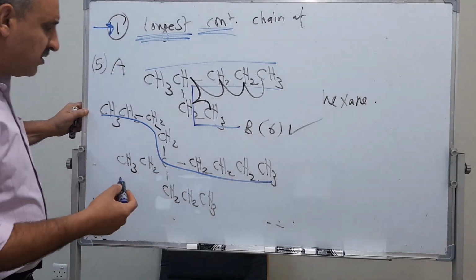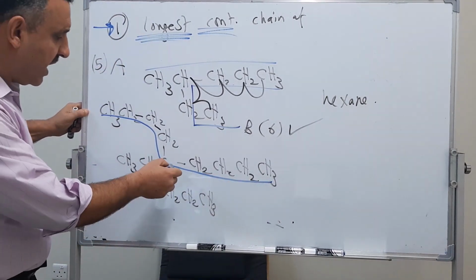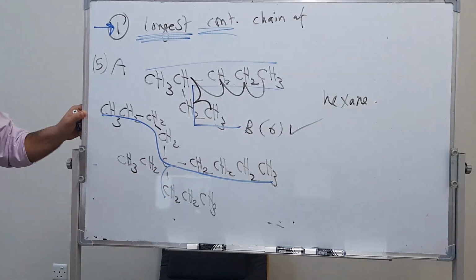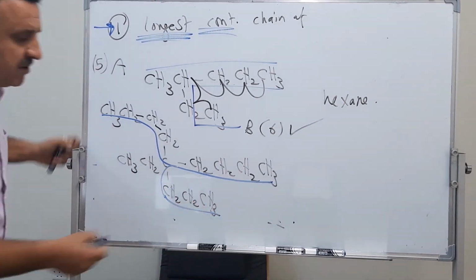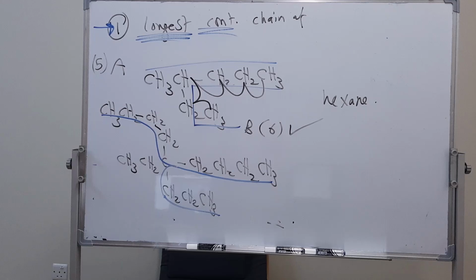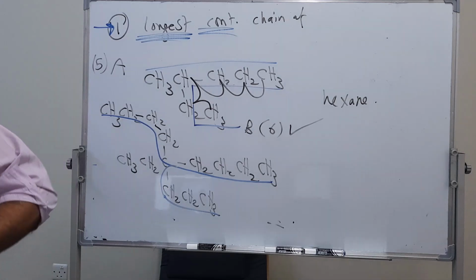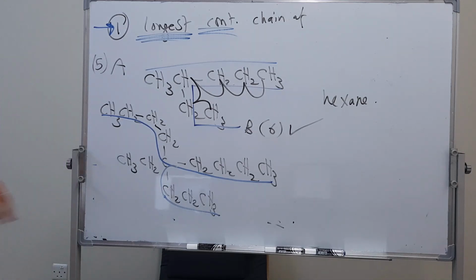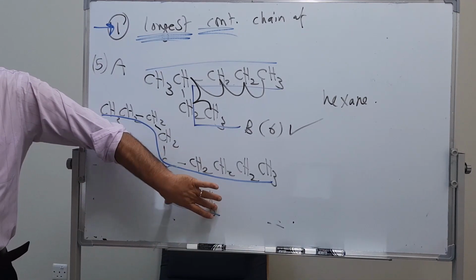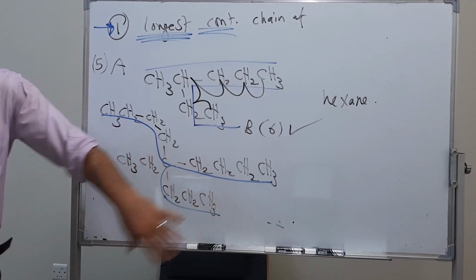But we cannot consider, for example, 9 and also this, and also these 3, for example, to consider 12 as the longest continuous chain of carbon atoms. Is that clear about it must be continuous? Why we cannot consider these 3 as part of the longest chain?